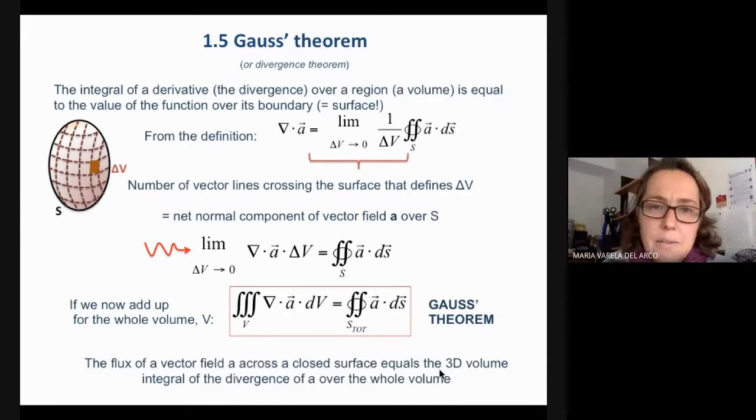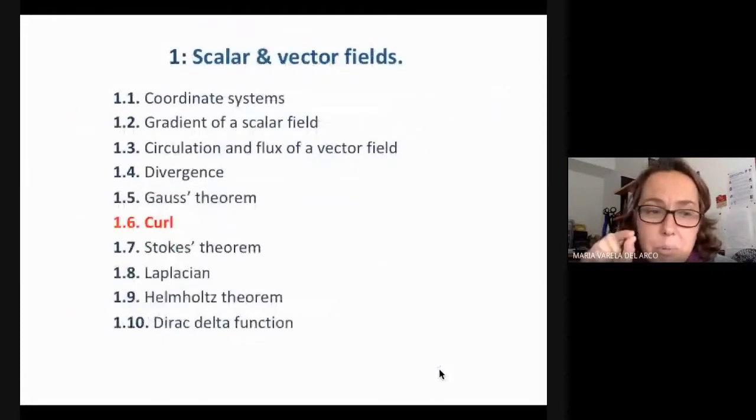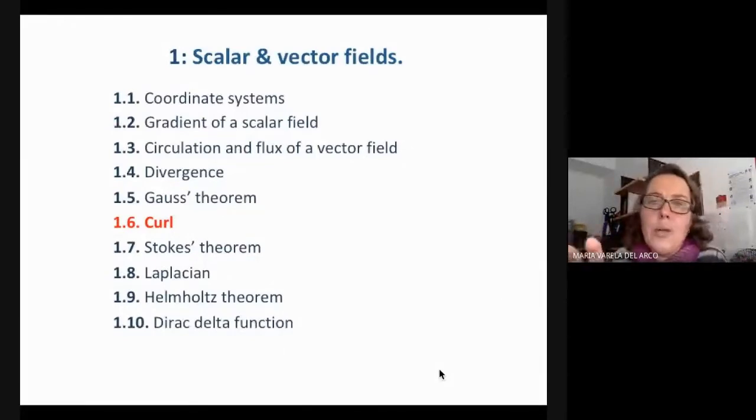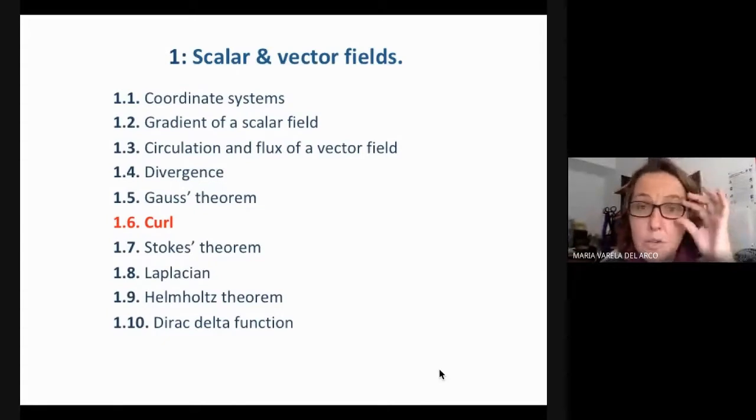Okay, that's it. And then let's talk a little bit about the curl, because I want to go into the class and again work on a couple of examples that include curls. But you know already the rotational. We were supposed to be doing this on Monday, but we'll do it today. It's really just very, very fast, because you already know this thing. It's not a weird object anymore.